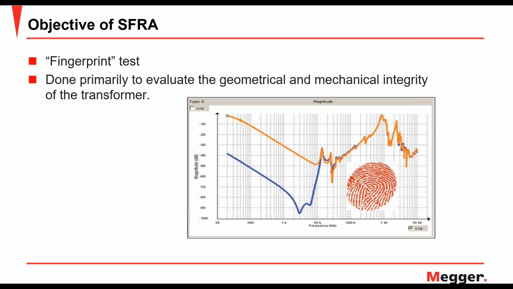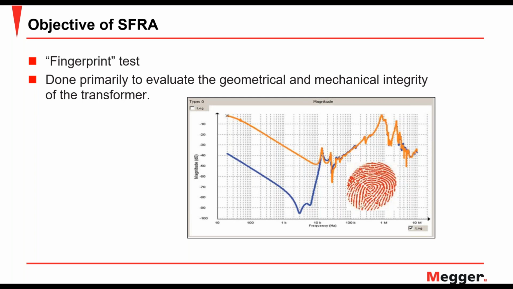Just like these tests, SFRA has the objective of looking at the physical aspects. So it looks at the geometrical integrity of the transformer. Why is this test called a fingerprint test? It's because it's a site reference test. So when you do a turns ratio test, for example, you get a percentage error, right? You measure the turns ratio and compare it with the calculated turns ratio, and you get that percentage error. And if that percentage error is within plus minus 0.5%, then the transformer is considered to have passed the test. If it's outside the limits, then it's a fail.